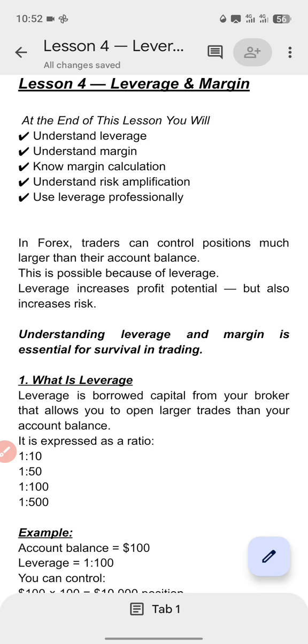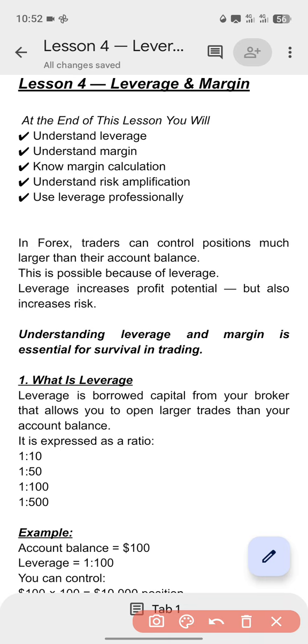Today is lesson 4 of the training program, and this lesson is going to be focusing on leverage and margin. At the end of this lesson, you will understand leverage, understand margin, know margin calculations, understand risk amplification, and use leverage professionally.